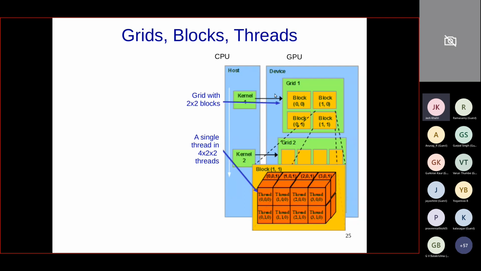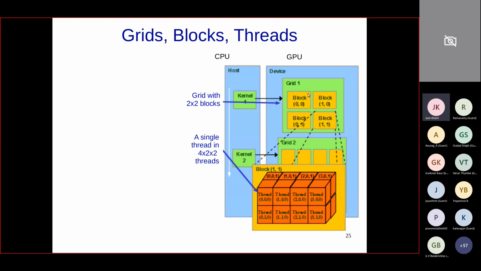As the grid is 2 cross 2 in size, each block inside the grid can be identified using blockIdx.x and blockIdx.y. In order to identify a particular block, we will need two values, blockIdx.x and blockIdx.y, and both values together can uniquely identify a particular block. So let's say for this block, if we want to identify it, we'll look at blockIdx.x and blockIdx.y, and we'll get that both the values are 0.